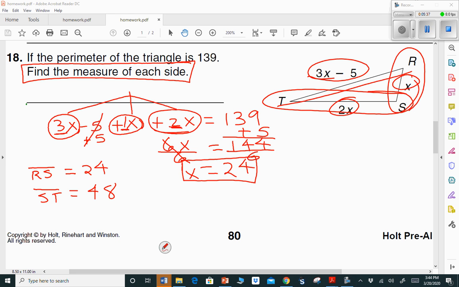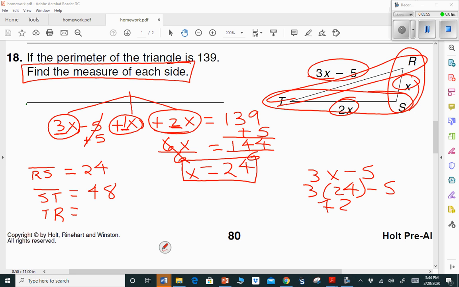And then line segment TR is just a little bit more complicated. That one's going to be 3x minus 5. Plug in 24 for x. 3 times 24 minus 5. 3 times 24 is 72. Minus 5 would be 67. So 67 is the other side. So the sides are 24, 48, and 67. Always be careful to give what the question actually asks for.